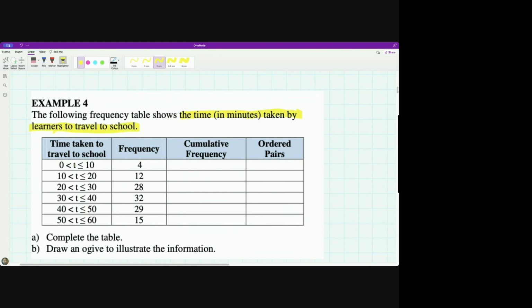I'm sure we can all relate. So 4 people are rather lucky. They take between 0 and 10 minutes. Aren't they lucky? Some are between 10 and 20. So 12 are between 10 and 20, and so on. Now, if I want to draw an ogive, I have to complete the cumulative frequency column. So I'm going to give you a minute to do that yourself, and then I want you to say done when you are done doing that.